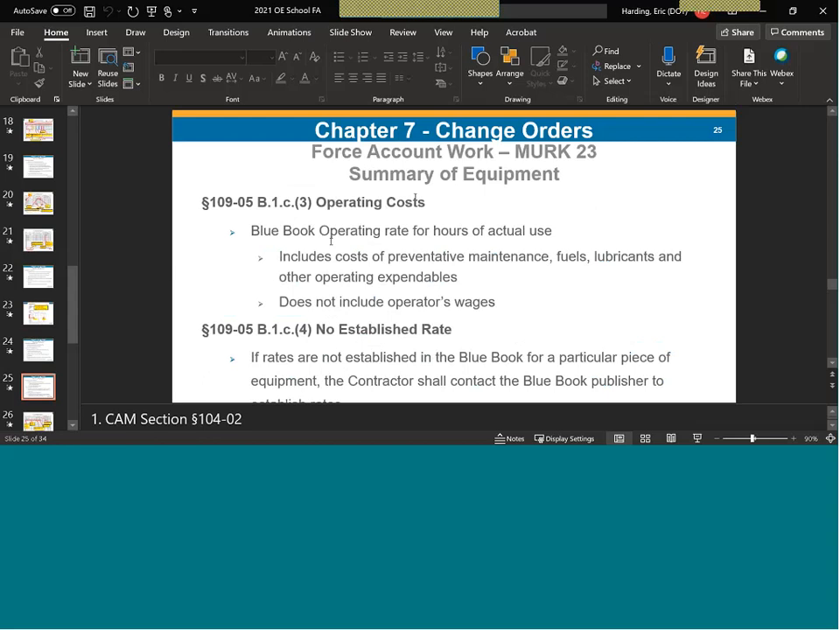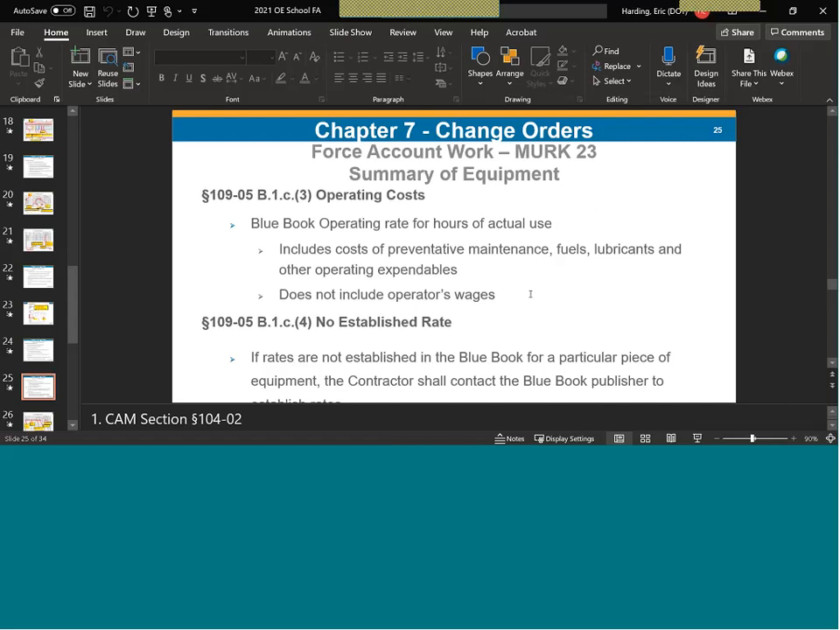Blue Book operating rates are paid for hours of actual use. This includes the cost of preventative maintenance, fuels, lubricants, and other operating expendables. And this rate does not include the operator's wages.